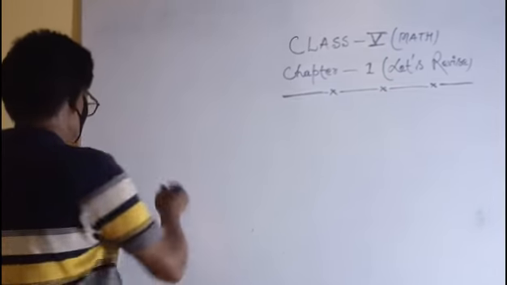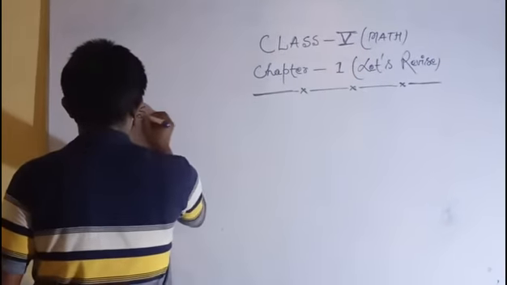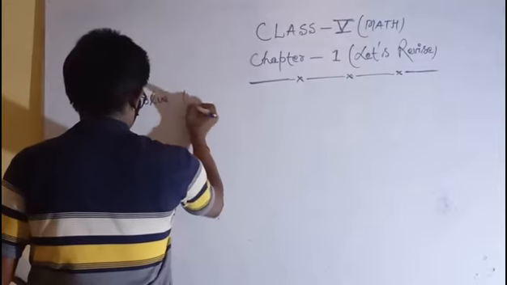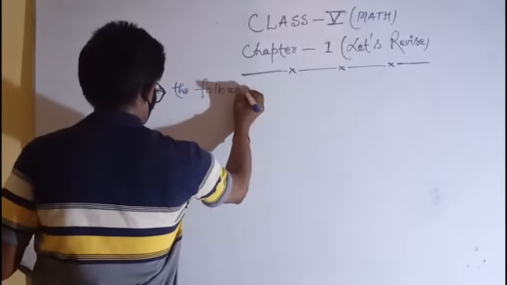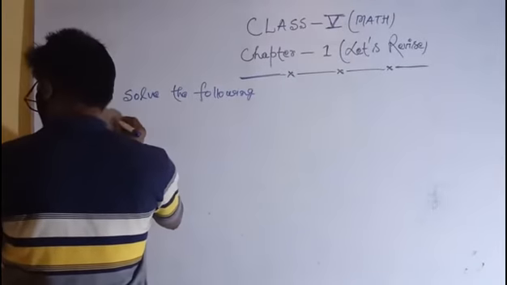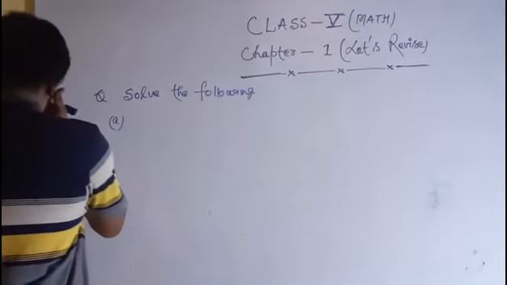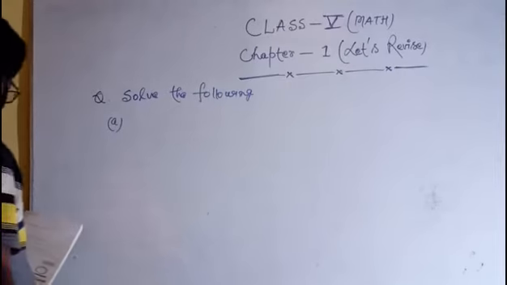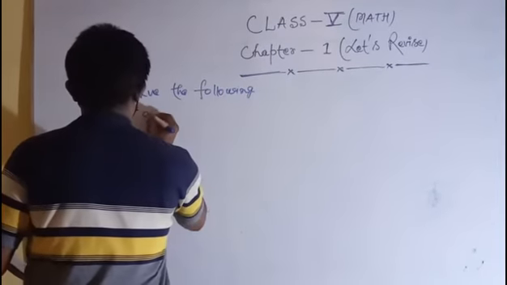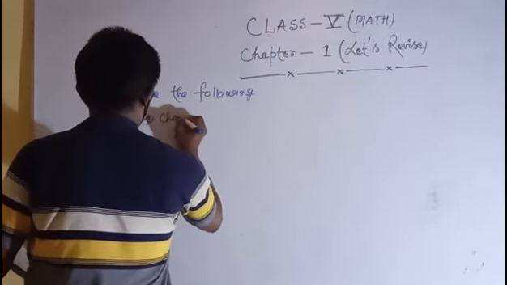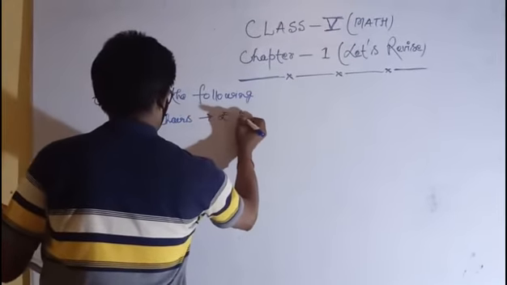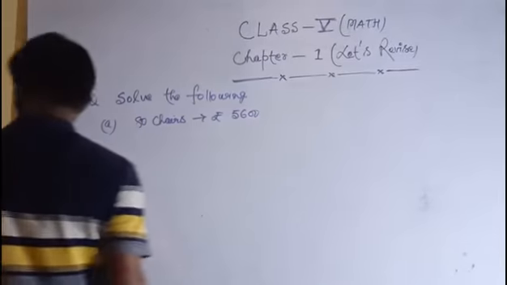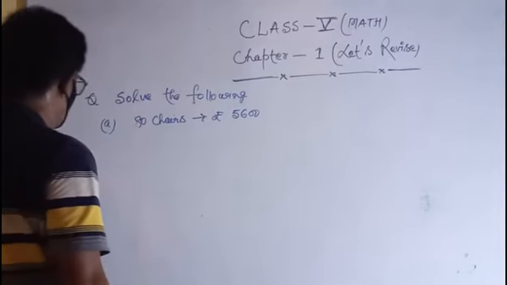Solve the following questions. Question A. The price of 80 chairs is rupees 5600. Find the price of one chair.